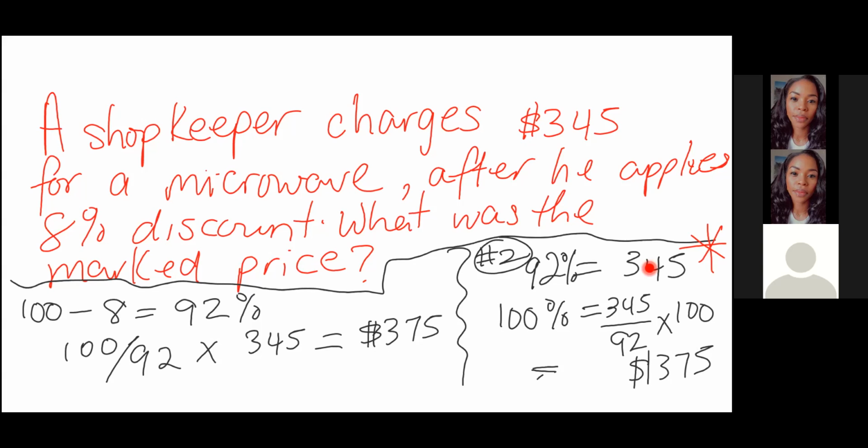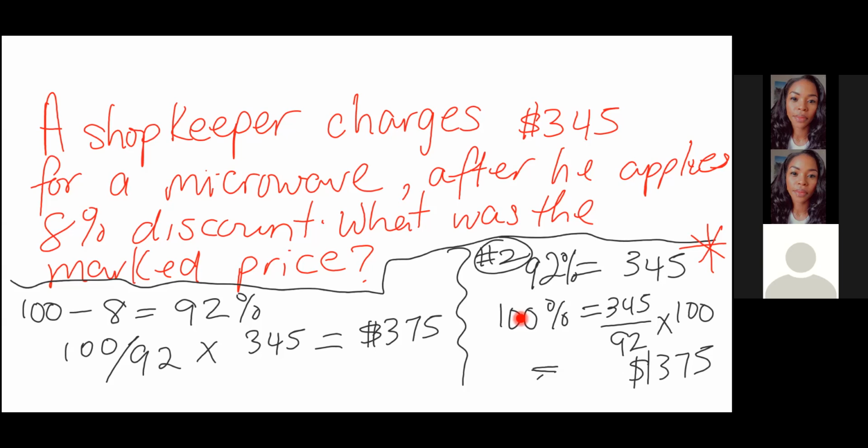Right, so explaining method 2 again. The formula says you put your percentage equal to the actual amount. So we know that 92% is the discounted percentage and the $345 is the discounted price. So these two are equal to each other. 92% is equal to 345. Now they want us to find the marked price. The marked price is 100%, right? Because that's how much you're selling it for, right? So 100% is now your new left-hand side.